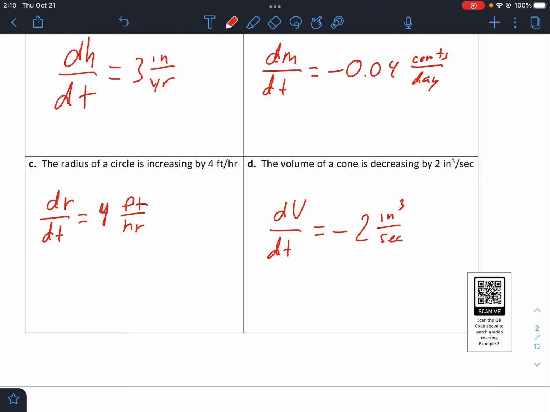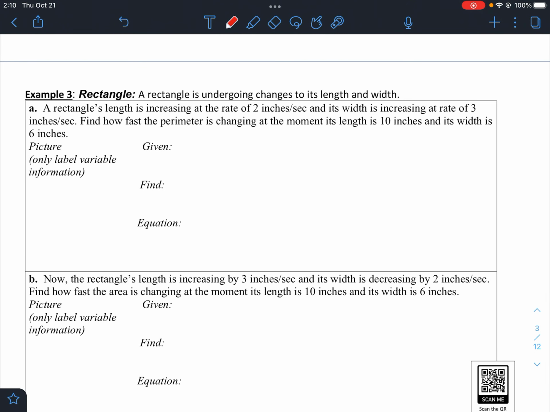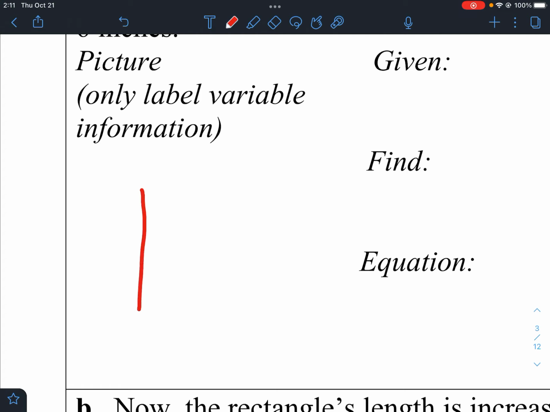All right. With all that behind us, let's take a look at our first problem. A rectangle's length is increasing at a rate of 2 inches per second, and its width is increasing at a rate of 3 inches per second. Find how fast the perimeter is changing at the moment its length is 10 inches and its width is 6 inches. All right. Let's start by drawing a picture. How about a rectangle?